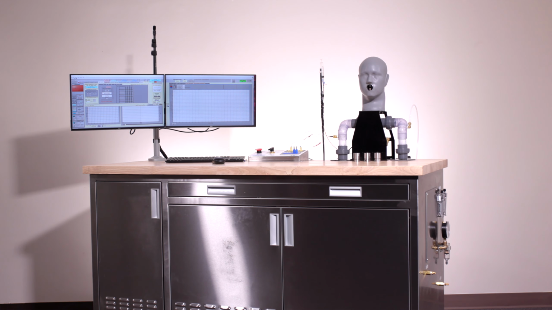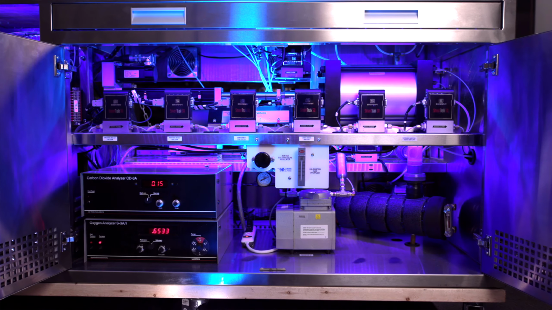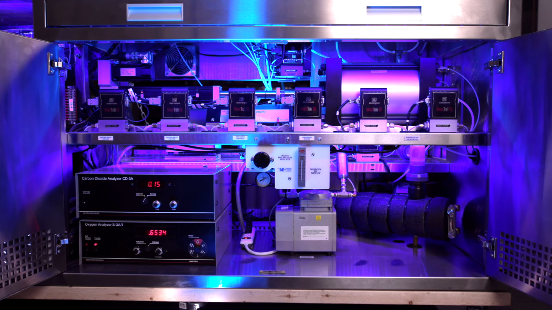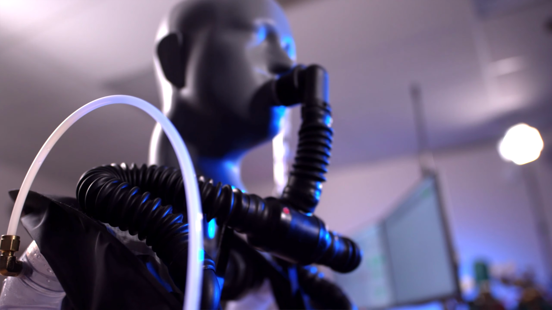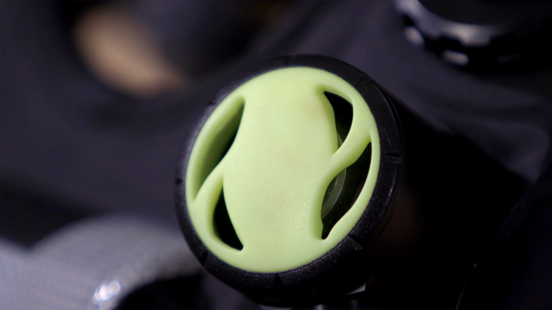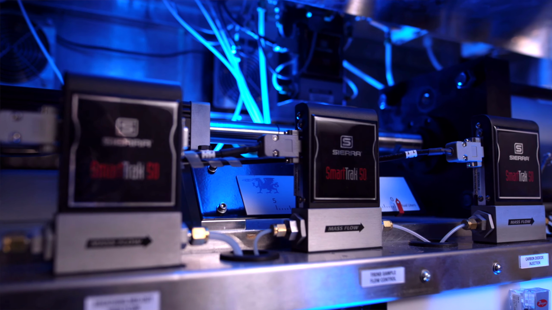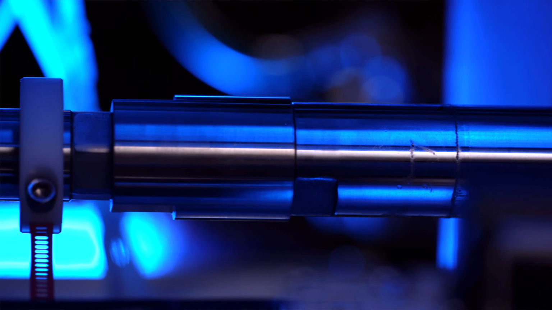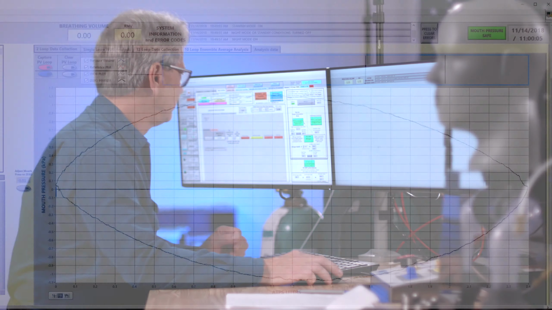My name's David Cowgill, and here at ATOR Labs, our new Automated Breathing Metabolic Simulator, or ABMS for short, emulates a human consuming oxygen, production of carbon dioxide, and other metabolic functions necessary to test respiratory protective devices. Let's take a short tour of our ABMS capabilities.